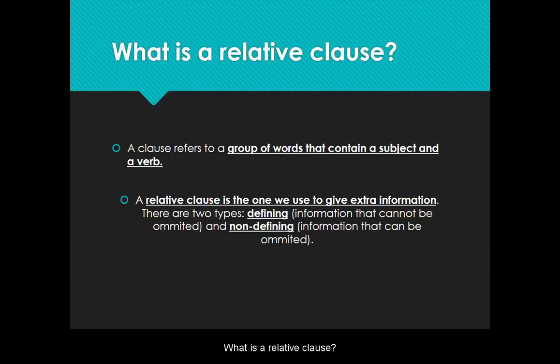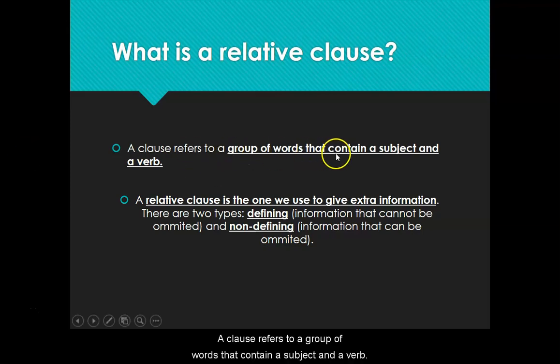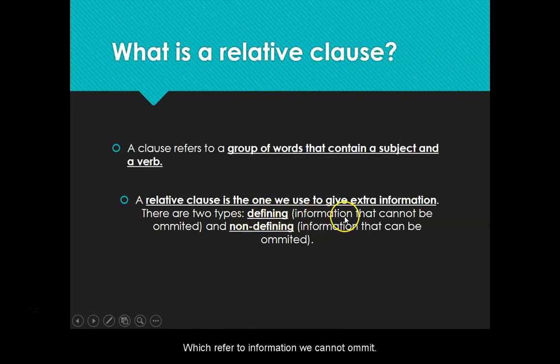So, what is a relative clause? A clause refers to a group of words that contain a subject and a verb. A relative clause is the one we use to give extra information. Please take into consideration there are two types of relative clauses. There are defining clauses, which refer to information we cannot omit, and there are non-defining clauses that refer to information that can be omitted.